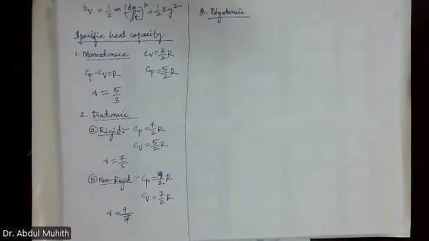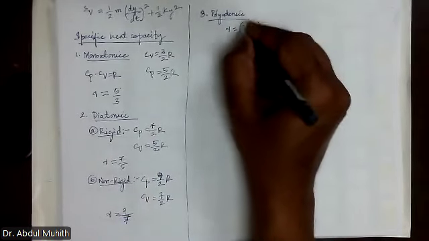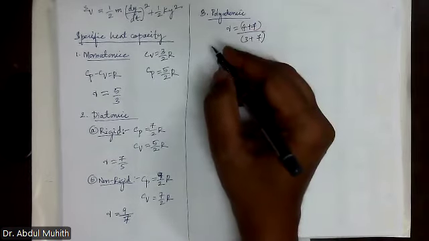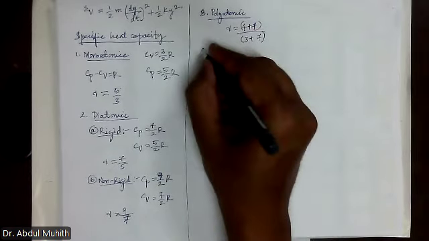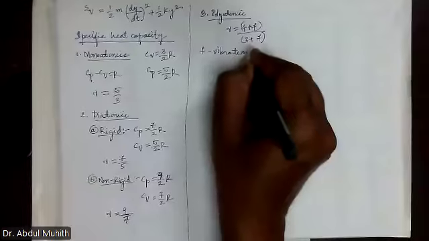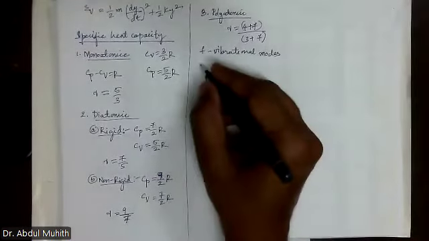In polyatomic gases, gamma is equal to how much? Gamma equals (4 plus F) divided by (3 plus F). Here F is what? F is the vibrational modes, the vibrational degrees of freedom. Clear?